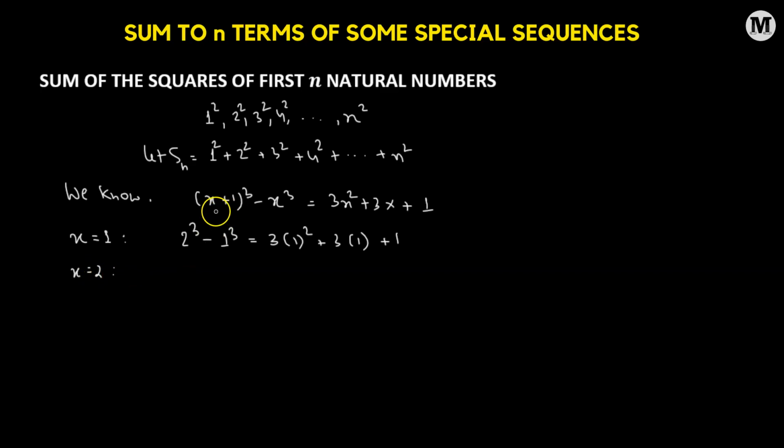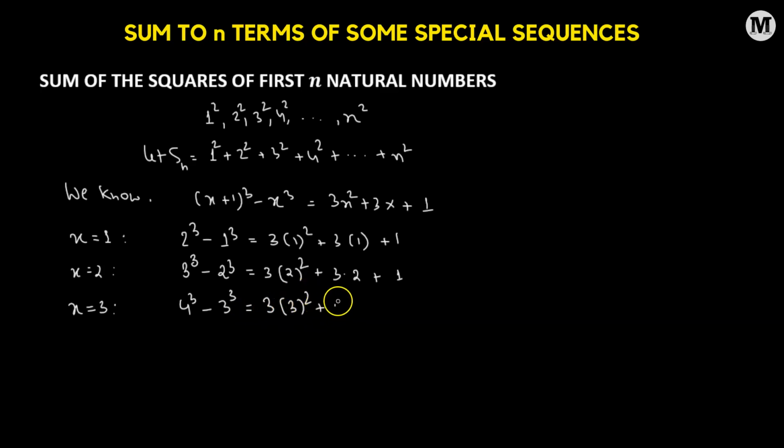That means we have 2 plus 1, so that's 3. We have 3 raised to the power of 3 minus x cubed, so that's 2 cubed. This will be equal to 3 times 2² added to 3 times 2 added to 1. Next we have x equals 3. So that's going to give us 4³ minus 3³. This will be equal to 3 times 3² added to 3 times 3 plus 1.